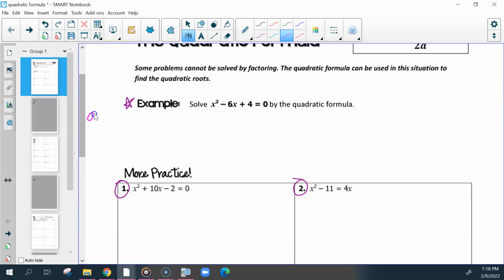What would your A value for this be? The number in front of x squared. 1. And then your B value, negative 6. And your C value, 4. So then we would use these three values and put them into the formula.